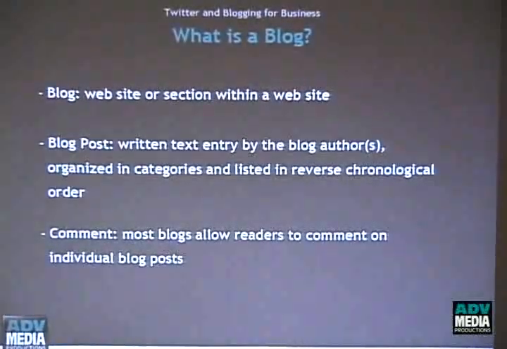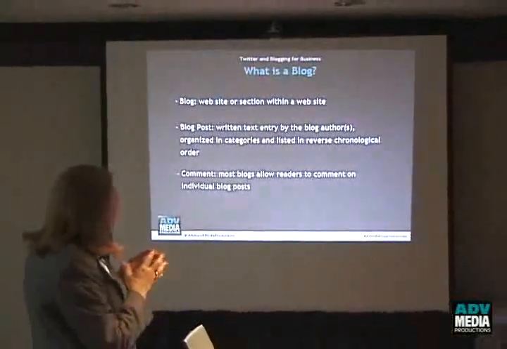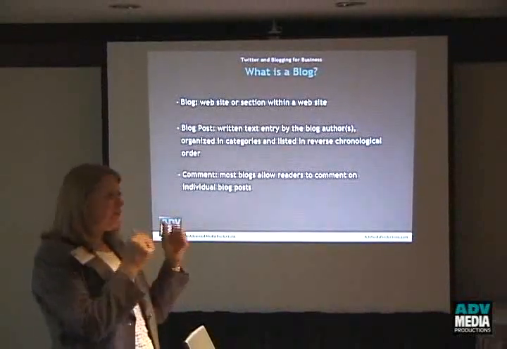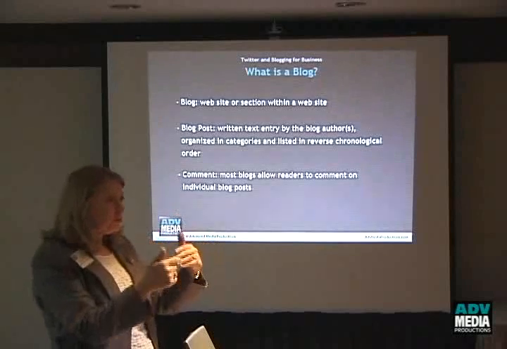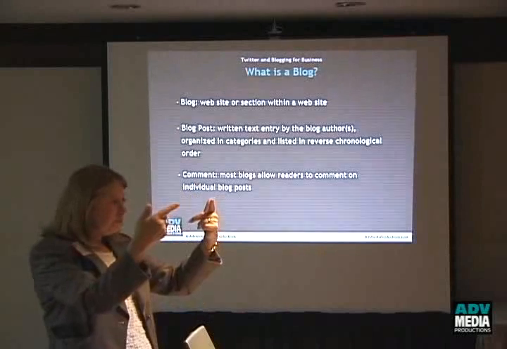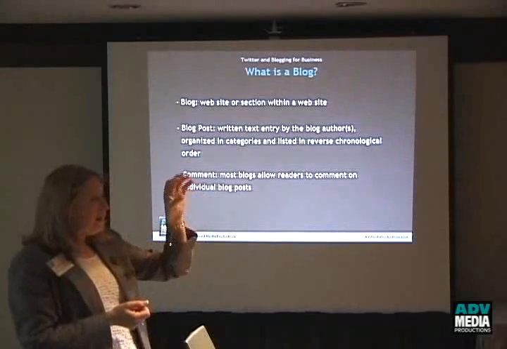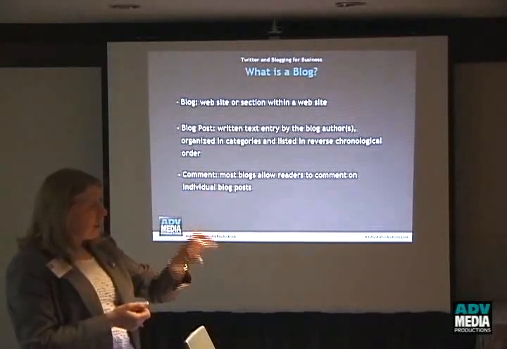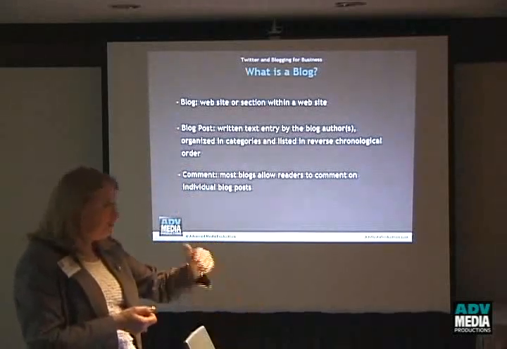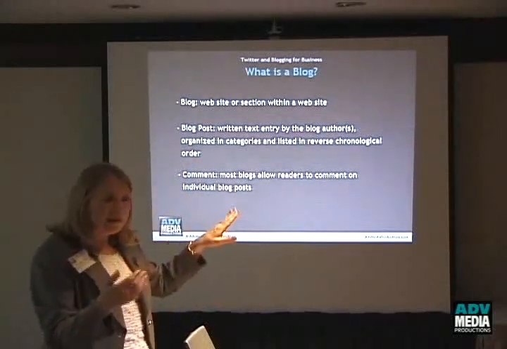A blog post is a written text entry by the blog authors, organized in categories, listed in reverse chronological order. So every post that you add goes on top of the post that was there before. You can follow, and any comments go under that blog post. So if you have an interesting topic and a lot of people reacting to it, that's all going to be there, and the earlier blog post you did is going to be under there with all the comments. Now, there's a lot of functionality in the back end of blogs.